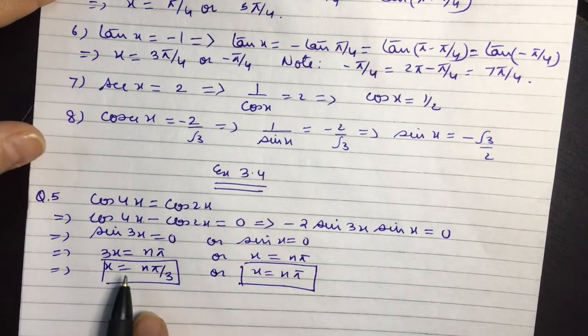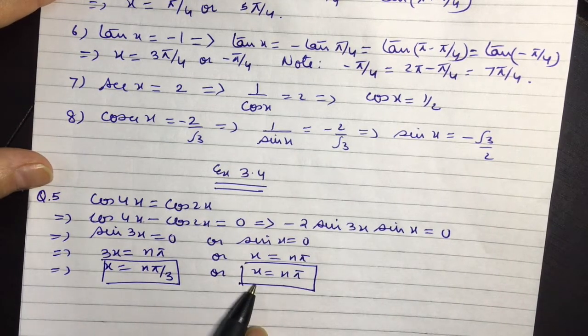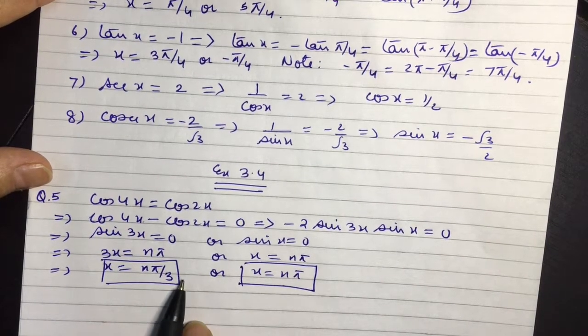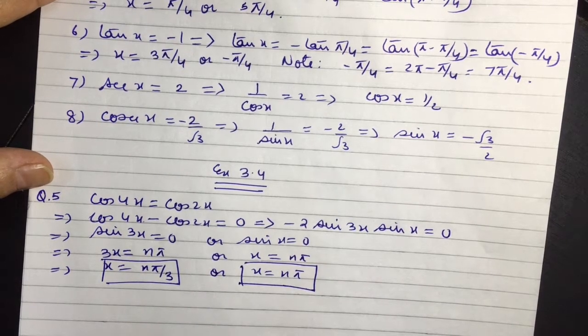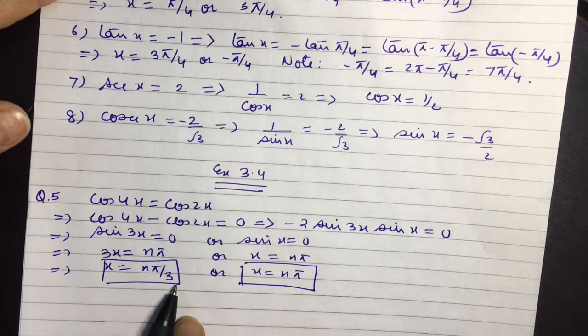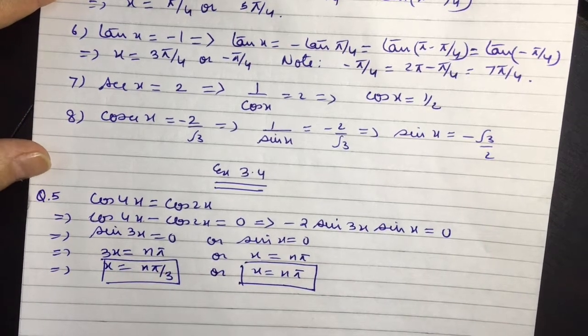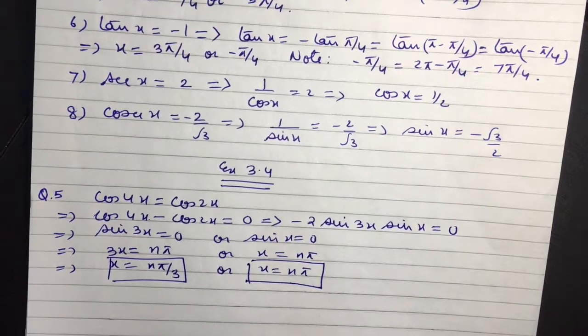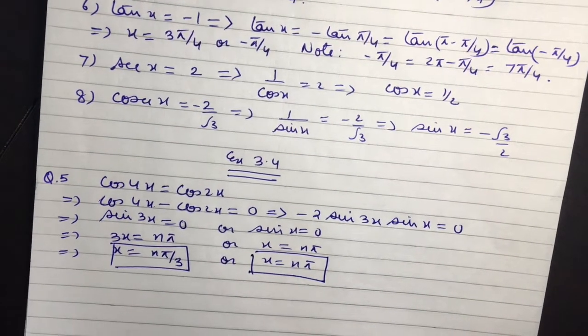In case I want to find the particular solution, I can just put n equal to 0, 1, 2 and then see whichever unique values I am getting for x, till the time when x is less than or equal to 2 pi, we take those and report them as principal solutions. Now, same way the other questions can also be solved.